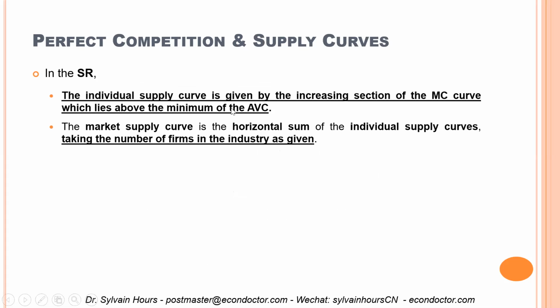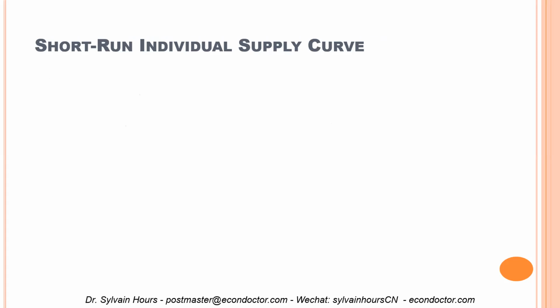That's the individual supply curve. And if I want to define the market supply curve, the industry supply curve, the only thing that I have to do is to add the individual supply curves. Each firm has its own supply curve. And if I add all of them, then I will get the market supply curve. Okay, let's have a look at that.